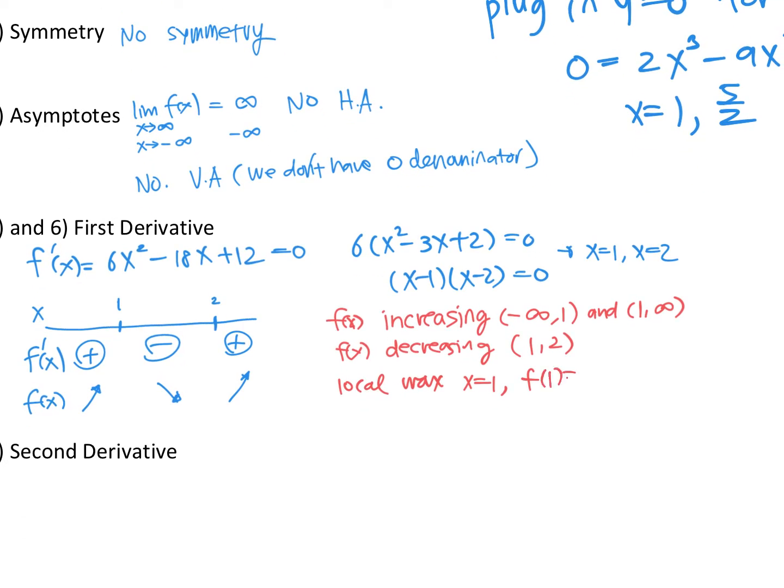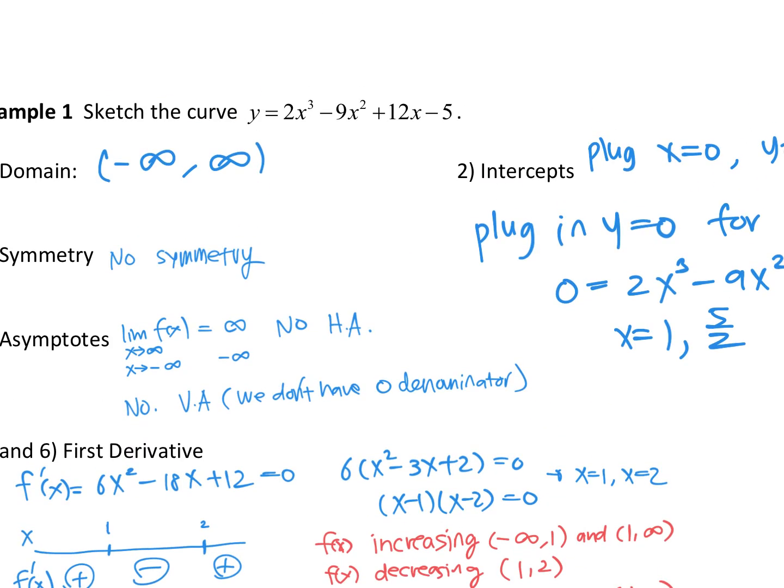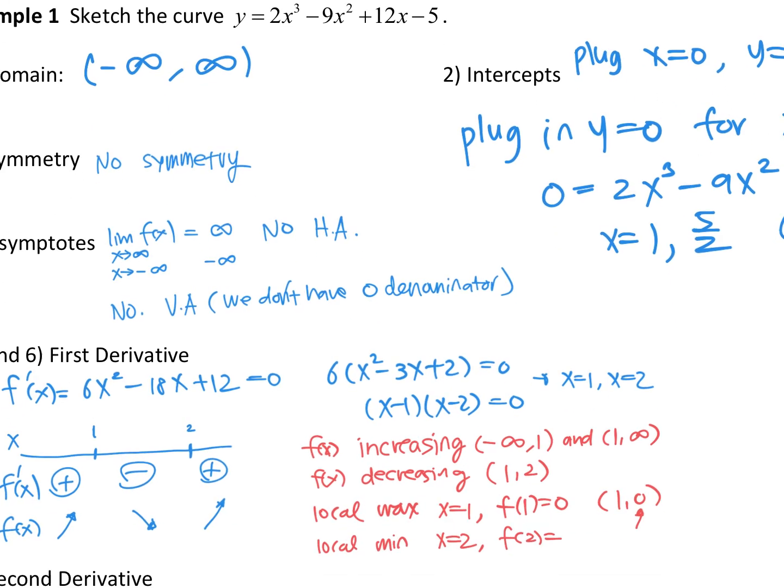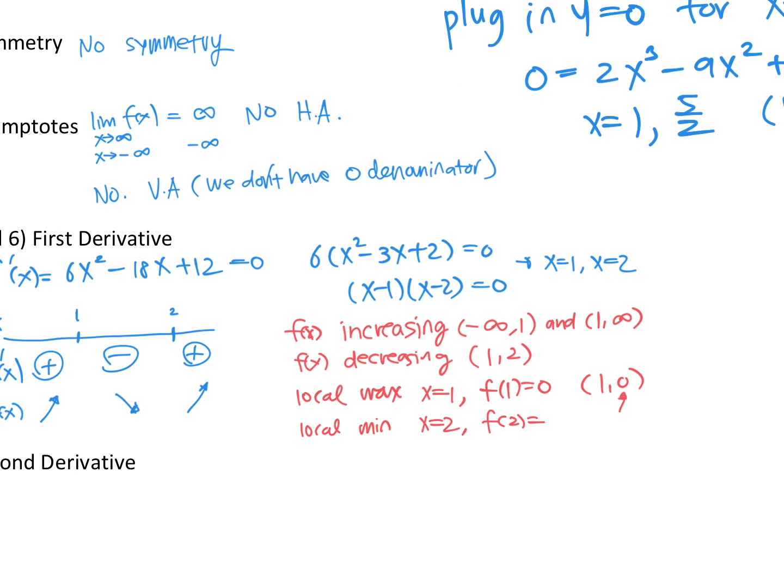F of 1 is equal to 0, so (1, 0). So local max is 0. It happens at x equals 1. Local min happens when x is equal to 2. So f of 2 is equal to, I'm going to plug in 2 into this equation. When you calculate it out, you're going to get negative 1. So (2, -1). So this is the local min.